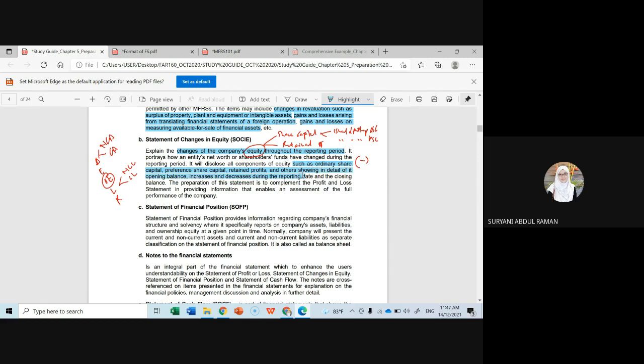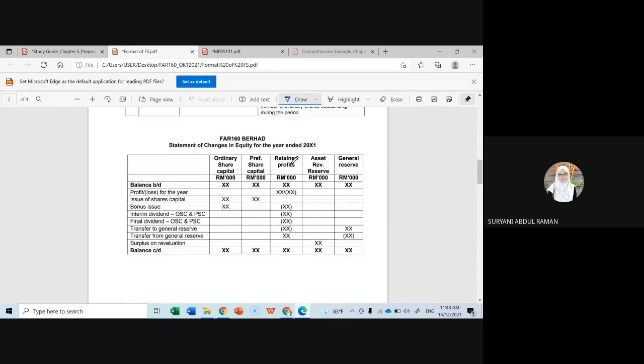So to show the changes, you are going to show the detail of the opening balance, the increase and decrease during the reporting period, and the closing balance. This is the thing that we are going to prepare under SOCI. This preparation complements the profit or loss statement in providing information that enables an assessment of the full performance of the company. So let us look at the format. This is the format of the statement of changes in equity.